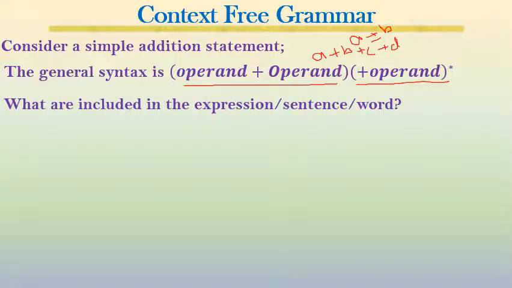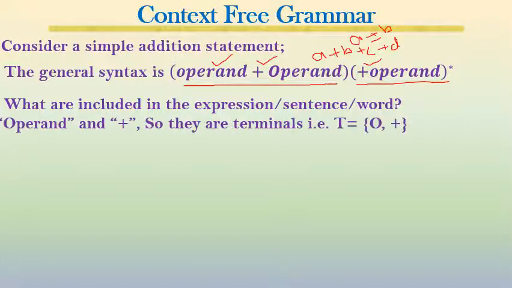So first we look at what is included in the expression or sentence. The things included in this expression are plus, operand, plus, operand, and plus. Only two things are involved in this expression, and they are operand and plus. So they are terminals. The terminal set consists of operand and an operator, that is plus. First we'll have a start symbol S that will be replaced with some x plus x. Here x is a non-terminal symbol, so S can be replaced with x plus x.